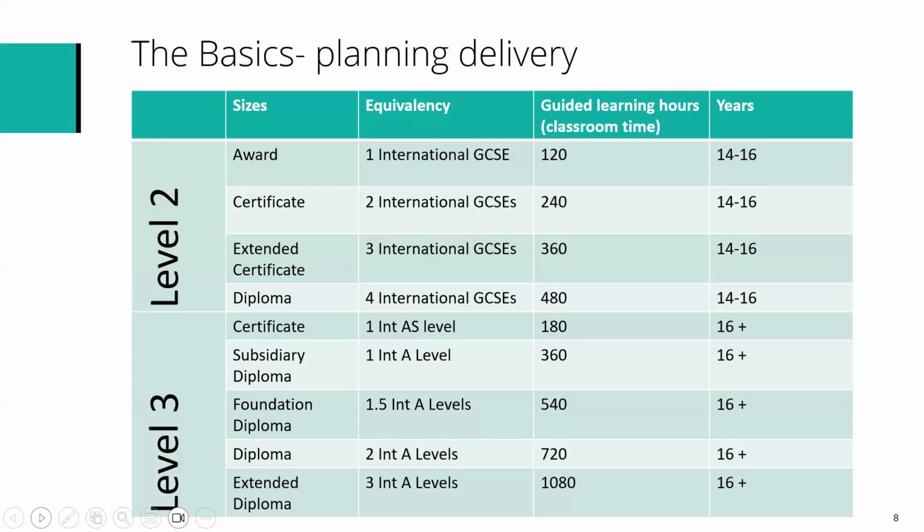You can see here the progression routes from the Level 2 programs. So the award is the equivalent of one international GCSE at 120 guided learning hours, going up to the diploma, which is 4 international GCSEs at 480 guided learning hours. And then hopefully your learners can progress onto the level 3 programs, which have equivalencies against the international A levels. And you can see again, there are a number of sizes. So regardless of the size of qualification that you are running, they are all at level 2 or level 3.